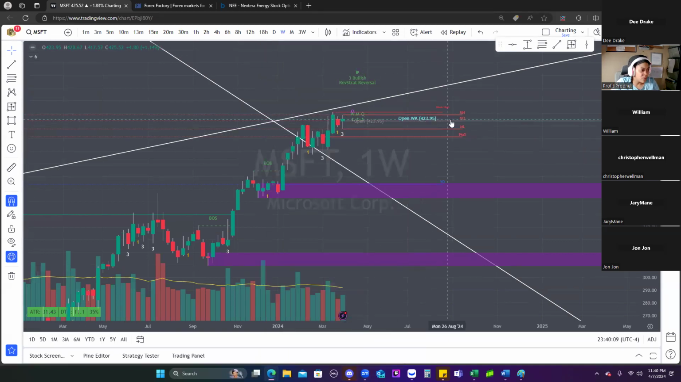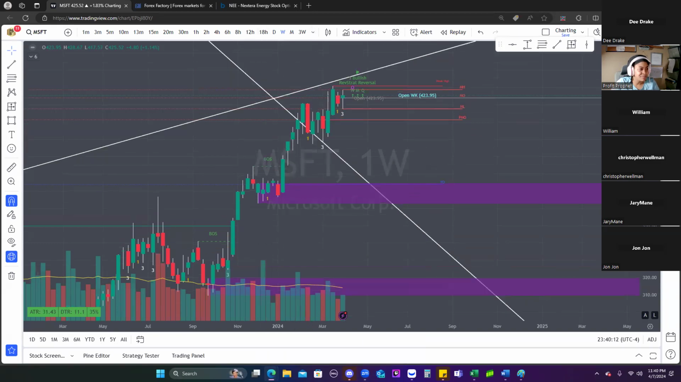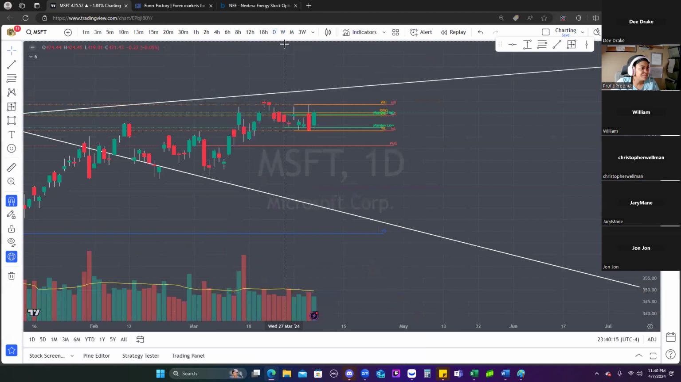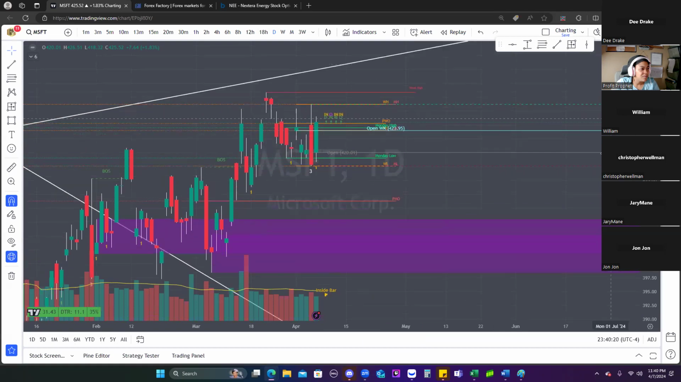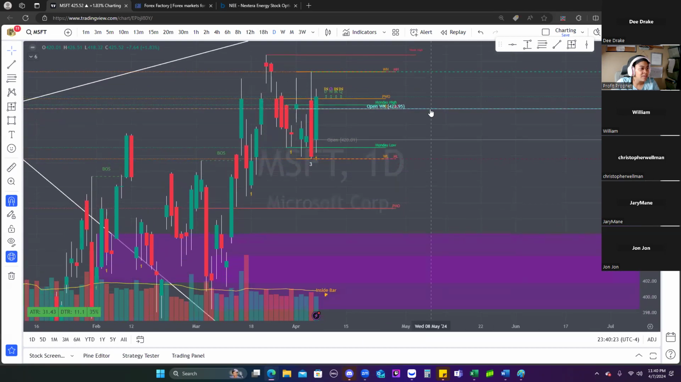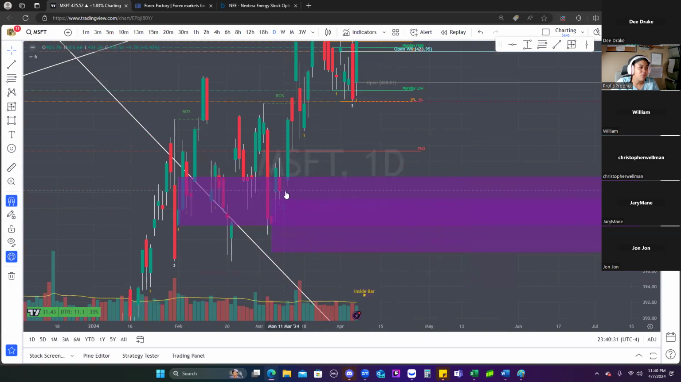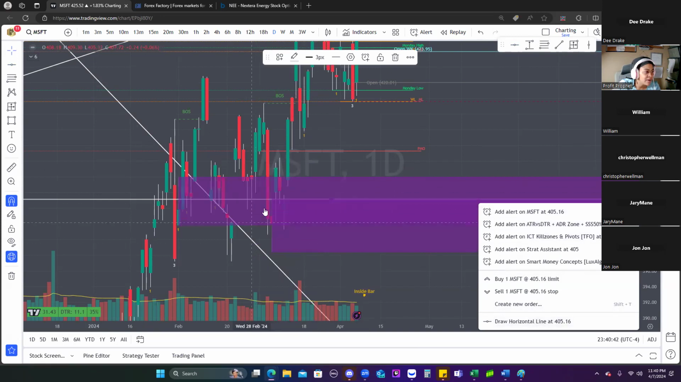So based off where we opened on the monthly, right here, we might get to this bullish order block at best. Maybe induce a little bit into this gap at best. And I will be drawing some horizontals there because you've got a double order bull block right here. They're stacked on top of each other. So this is a heavy area of support on Microsoft.